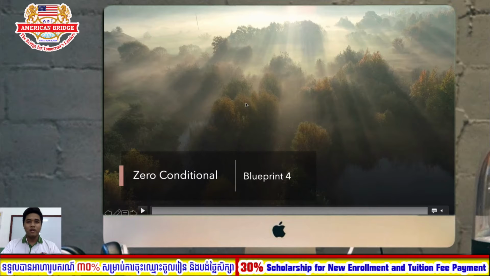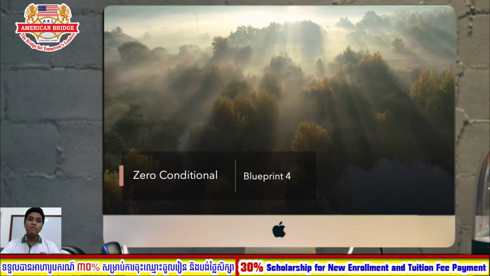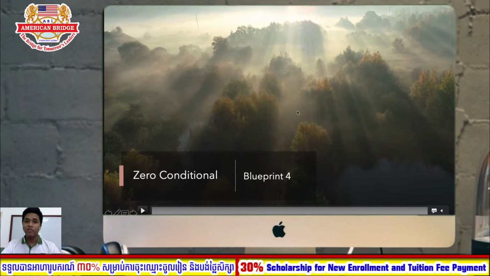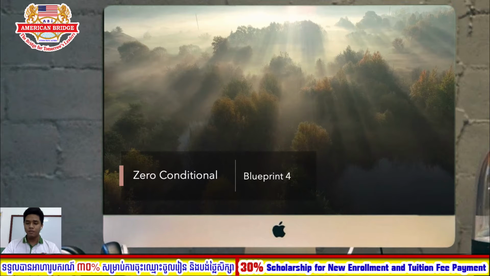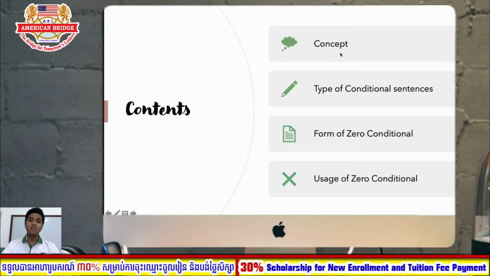So as you can see on the slideshow right here, this is the lesson in which we will discuss the language structure on our Blueprint 4 lesson. The language that we are going to study is the zero conditional. So to answer the question, what is zero conditional and why do we need to learn all of this? Let's look at the content here.